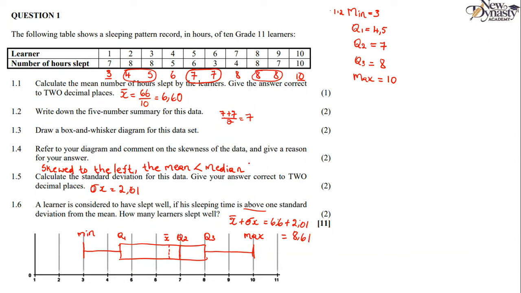8,61. So you go back to your data set and look at how many numbers are greater than 8,61, and it's only one of them, and that is 10. So how many learners are there? Only one learner. That is going to be your answer there. Only one learner in this case. So that's how you answer such a question. I hope you do understand what is going on here. I hope you understand that.